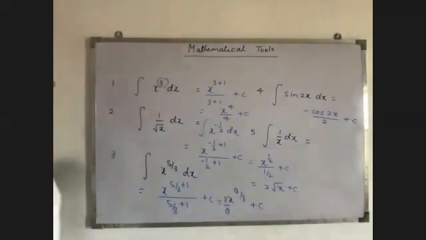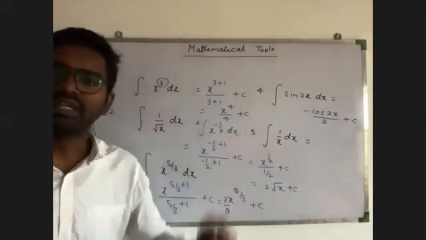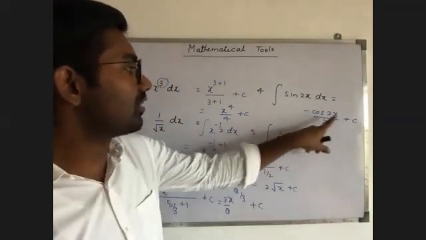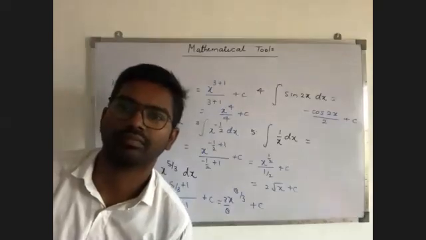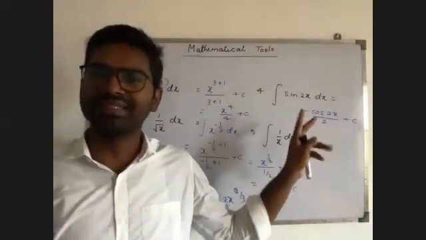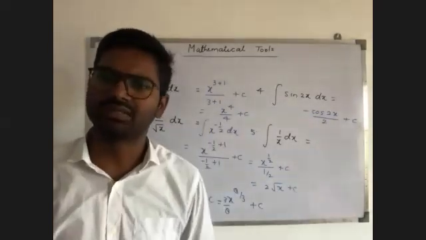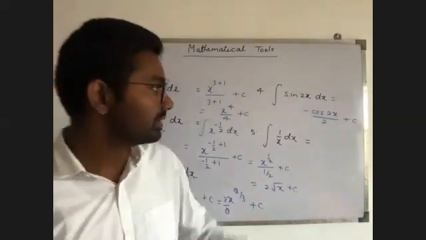Is it right? How many of you get this answer? Minus cos 2x by 2 plus c. Or minus 1 by 2 cos 2x plus c. That is also right. Is it clear?